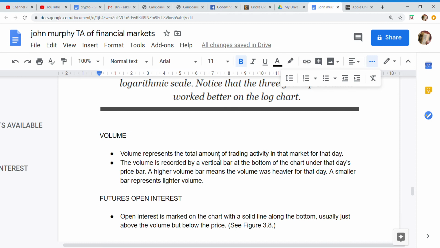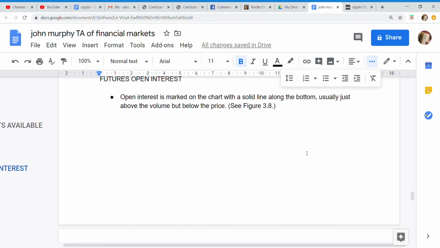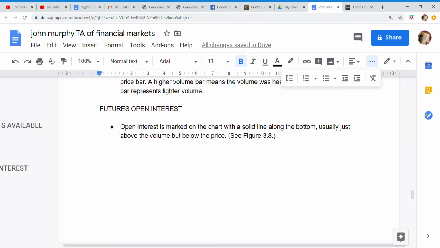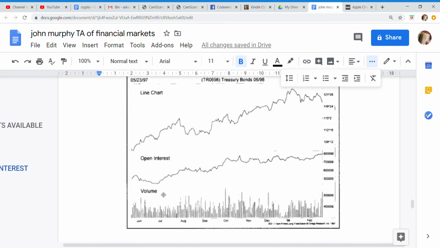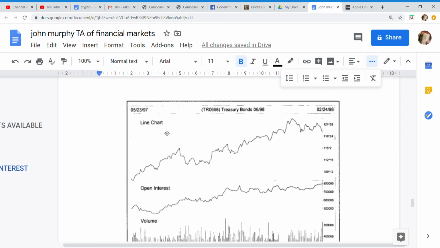Volume. Volume represents the total amount of trading activity in that market for that day. The volume is recorded by a vertical bar at the bottom of the chart under the price bar. A higher volume bar means volume was heavier for that day. A small bar represents lighter volume. Then futures open interest. Open interest is marked on the chart with a solid line along the bottom, usually just above the volume but below the price. So this is open interest, this is volume, and this is the line chart.